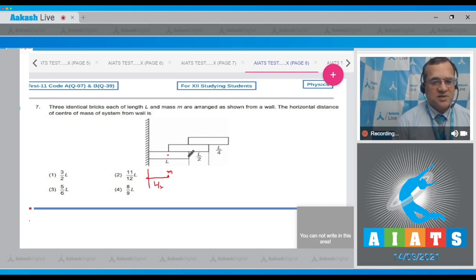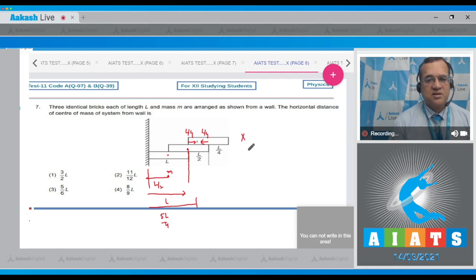The second mass will have its center of mass at this position, and from here it will be at a distance of L. And for the third, see this distance is L by 4, and the center of mass will be here, which will be L by 4 from here. So this will again be equal to L by 4, and from the wall this distance becomes L plus L by 4, which is equal to 5L by 4.